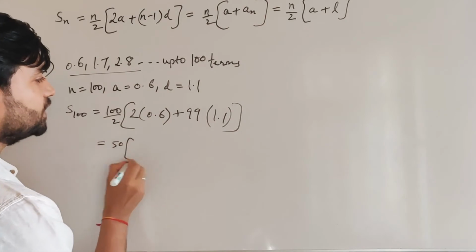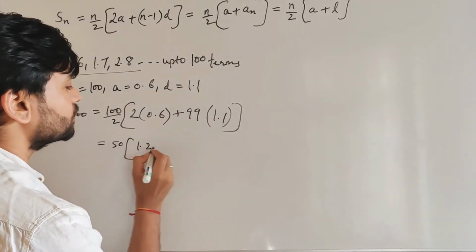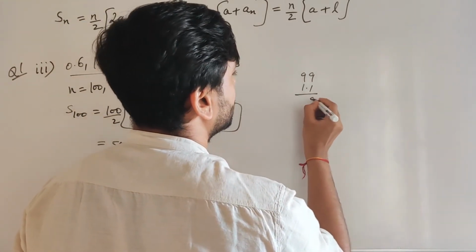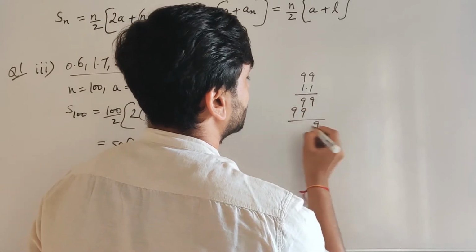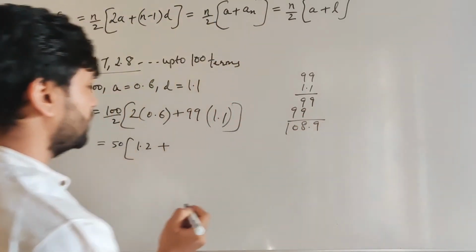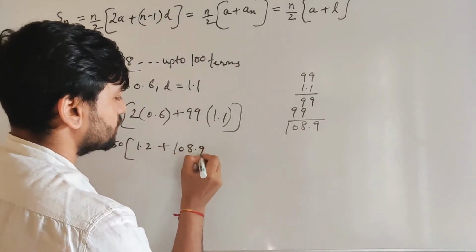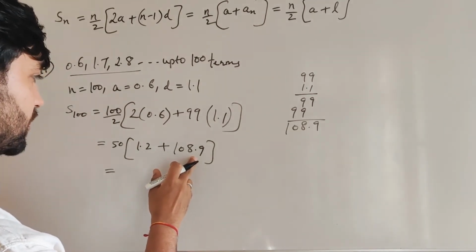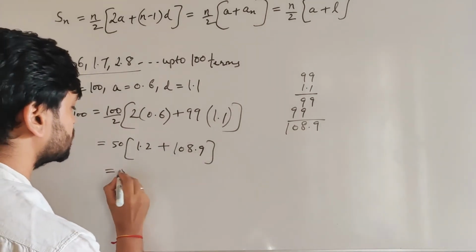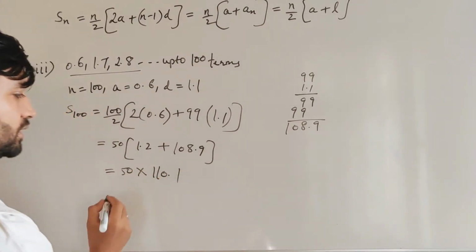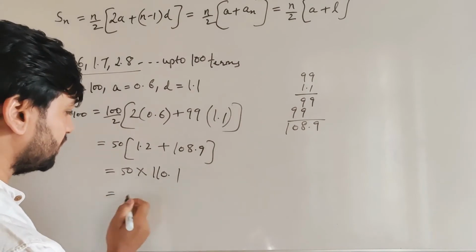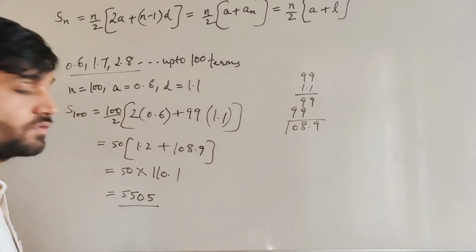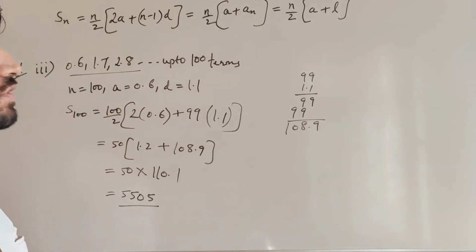We simplify: 50 into 2 into 0.6, which is 1.2, plus 99 into 1.1, which gives 108.9. So 1.2 and 108.9 gives 110.1. So 50 into 110.1, after multiplication, gives you 5505. This is how we solve this question.